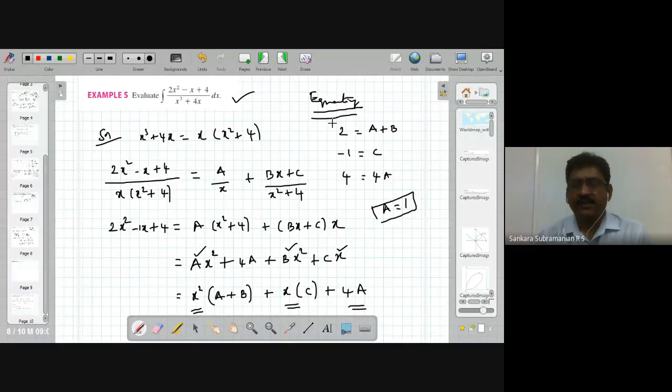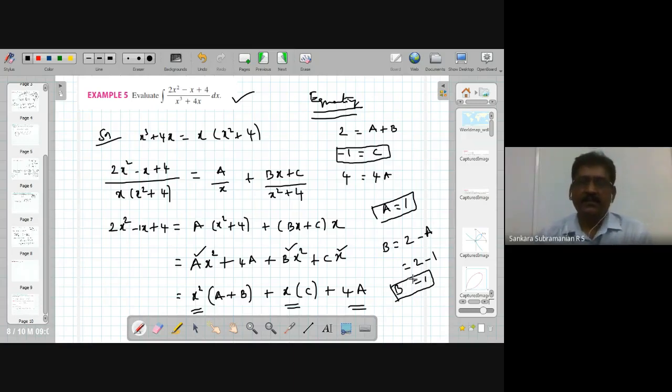So c is already there, c is minus 1. I want to find b, then I have an expression, a plus b is 2. So b must be equal to 2 minus a, which is equal to 2 minus 1 is 1. So this sounds good, easy, rather than going for substitution. So you have to choose the way which is easy for you.